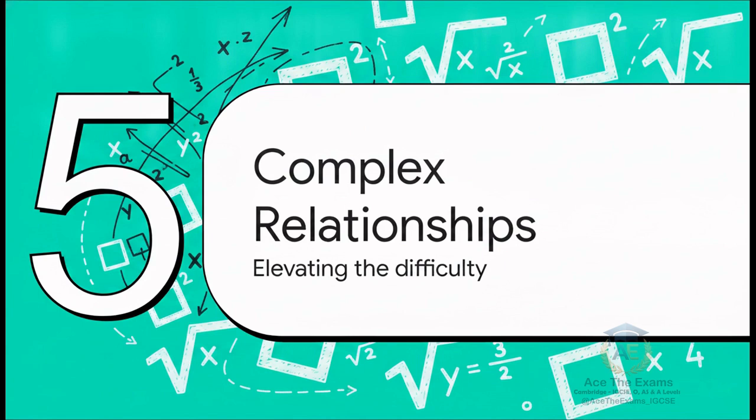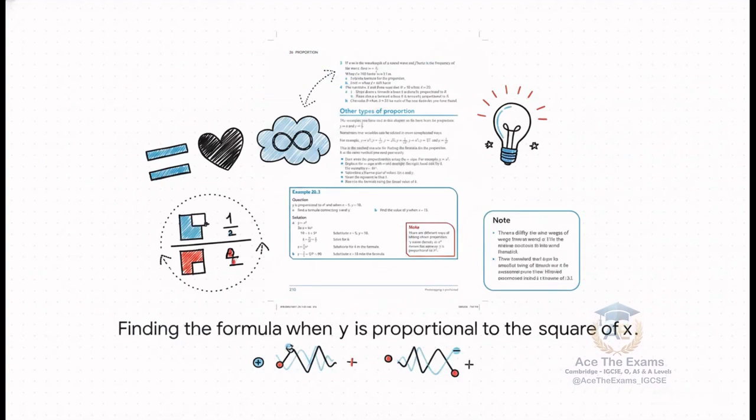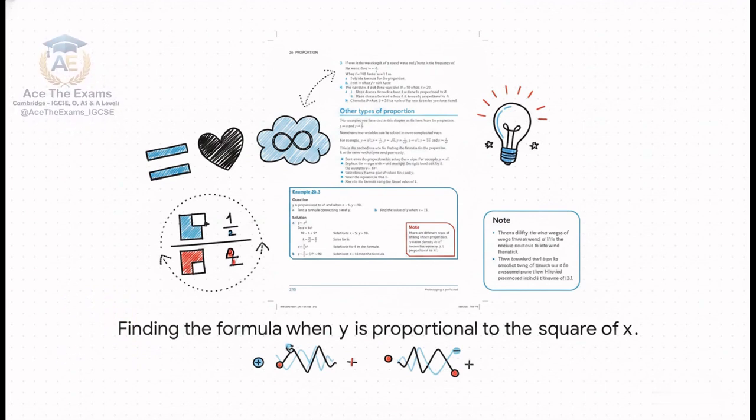Let's step it up a notch. Section 5, Mastering Complex Relationships. So, you might be wondering, does our 5-step method hold up against more complex algebra, like squares and square roots? Spoiler alert, oh, absolutely it does. Take a look at example 26.3. The problem says, y is proportional to the square of x. Don't panic, just read it literally.